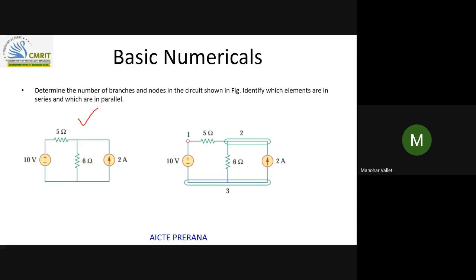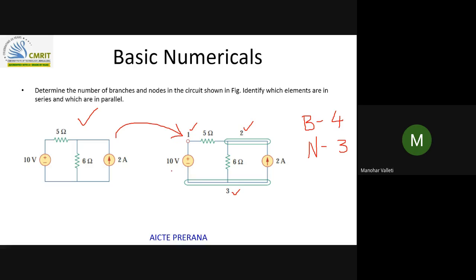The circuit is given. For this, you just identify how many branches, how many nodes, and how many loops were there. How many branches were there for this circuitry? Take the help of the circuit and try to tell how many branches. 1, 2, 3, 4, right? 4 branches. How many nodes? It's clearly visible here: 1, 2, 3 nodes.